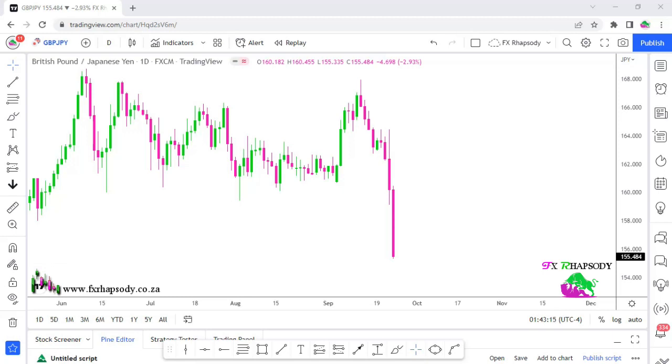It's going to be the British pound, Japanese yen, and then the British pound, US dollar.